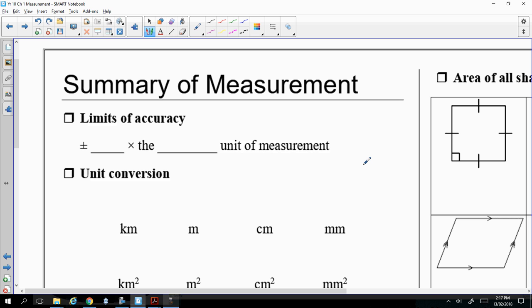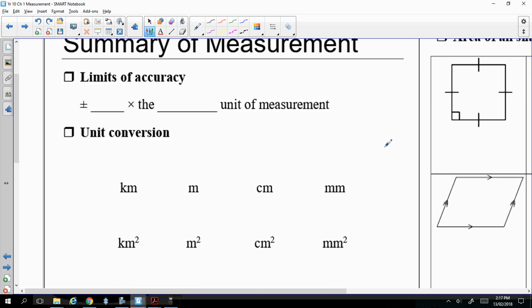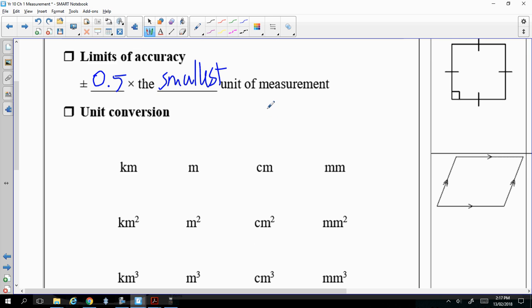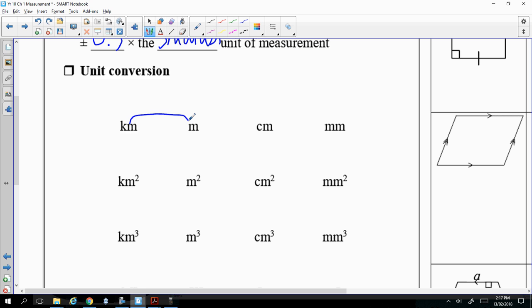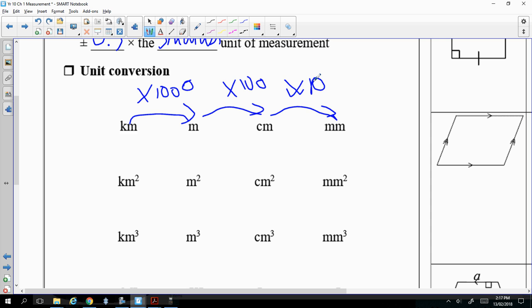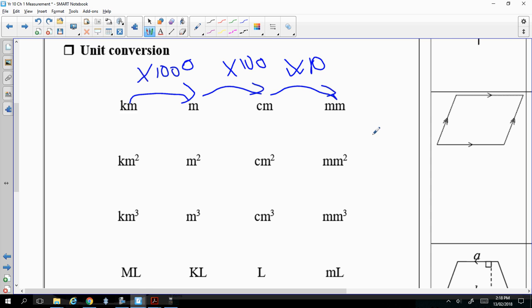Okay, let's start. Limits of accuracy is half of the smallest unit. That gives you the limits of accuracy. And then unit conversion. These are all pretty easy. You just times by 1,000, times by 100. You should remember this because we did it so many times. Write it down. And then you go backwards, you divide.